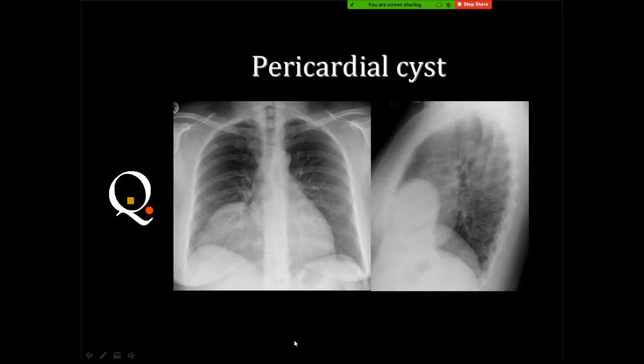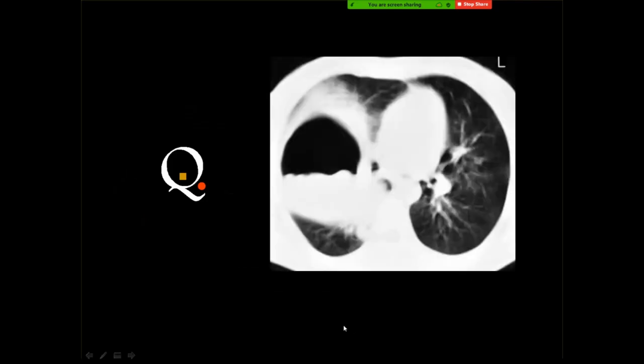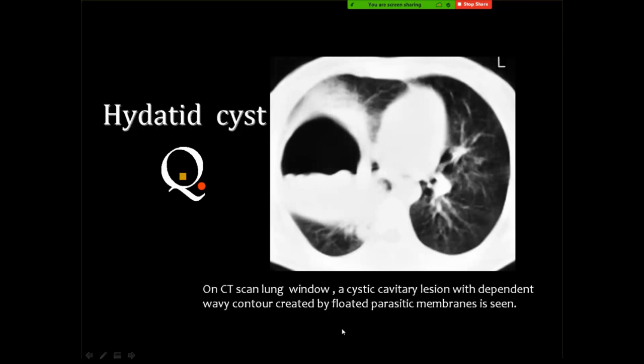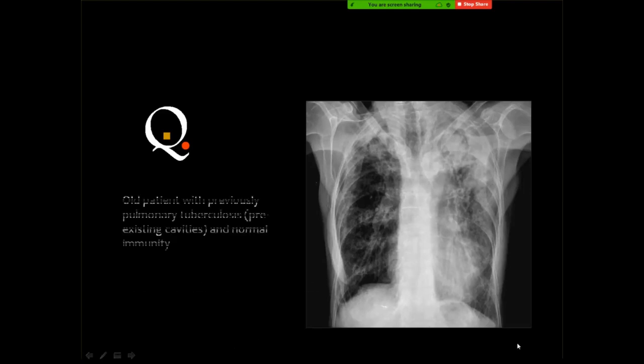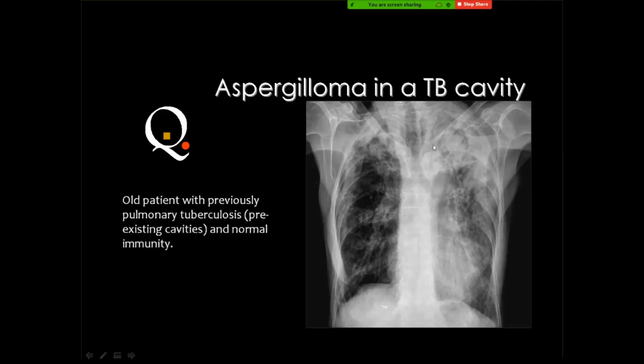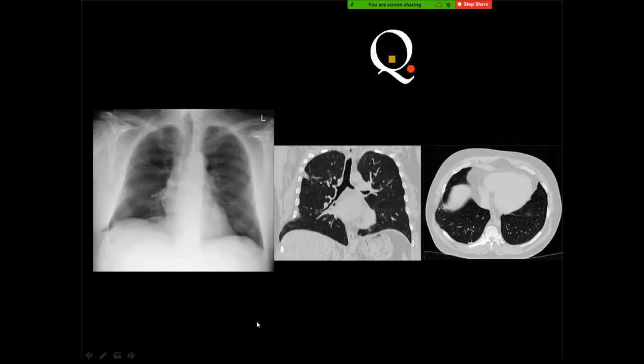Pericardial cyst. Very good. This is a pleuropericardial cyst, the usual classic location for this benign cystic lesion. Hydatid. Ruptured hydatid with the classic water lily sign. TB. Mycetoma, left. Fungal mycetoma, fungus ball in the left upper lobe. Very good.